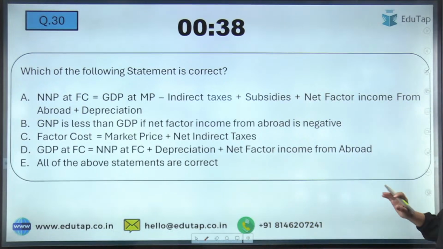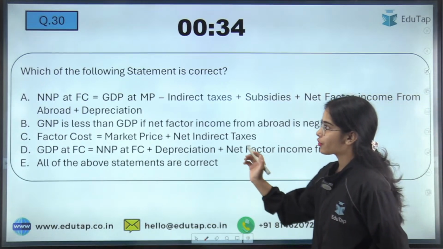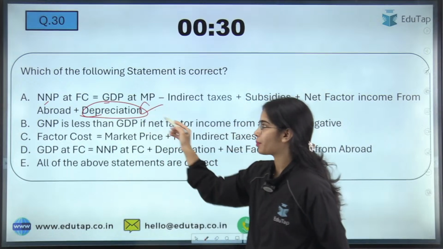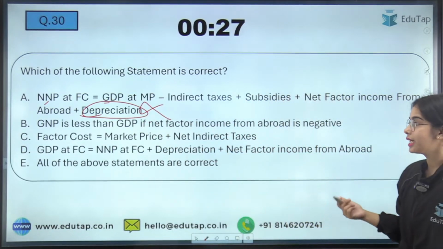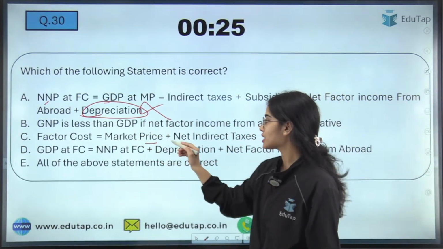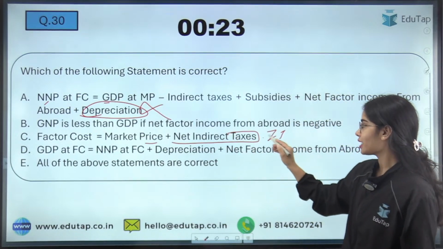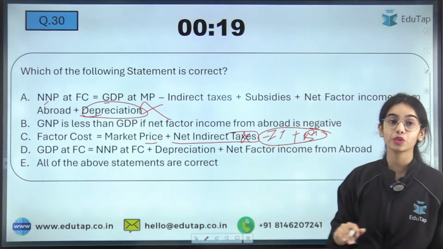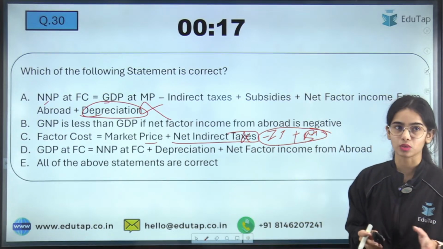So try to answer this question, very easy. Which of the following statements is correct? That you have to tell me. Okay. So from the gross to net, deduct the depreciation. So here depreciation is added, so this is not correct. Next is market price to factor cost, deduct the indirect taxes and add the subsidies. So this is also not correct because here you are adding the net indirect taxes, so that is not correct.